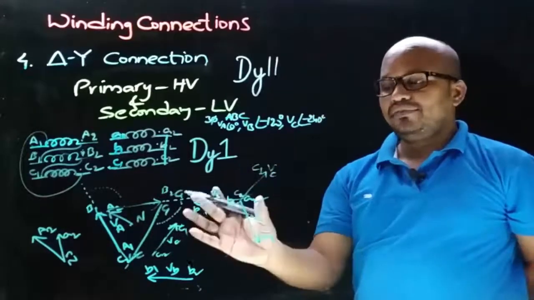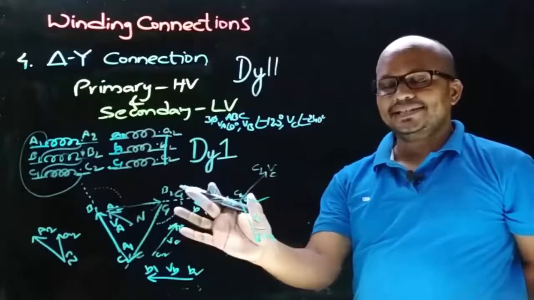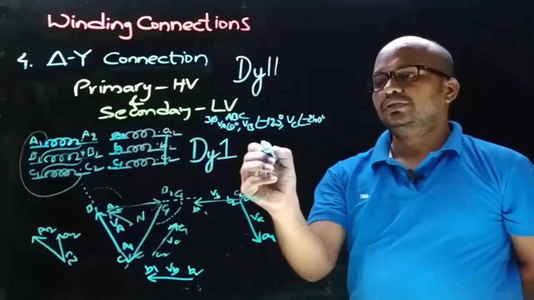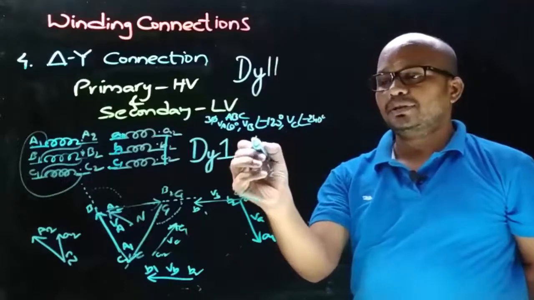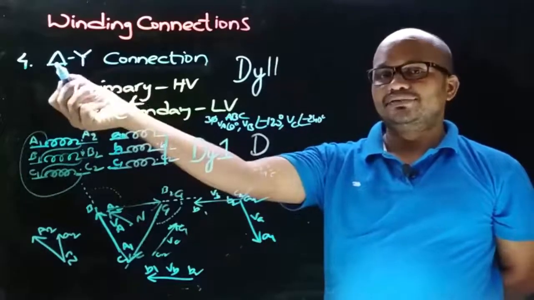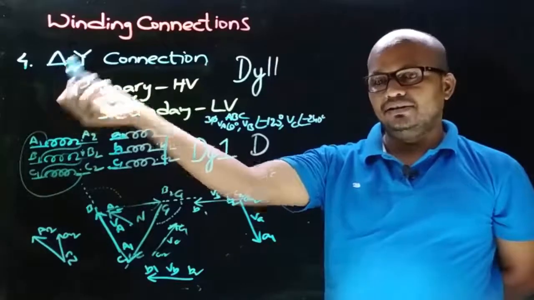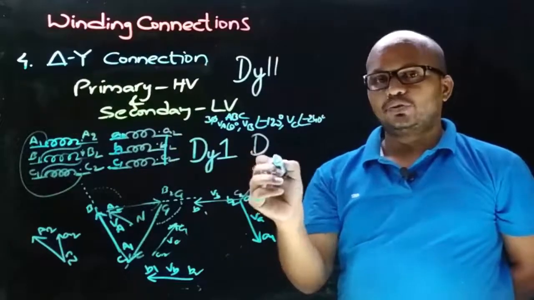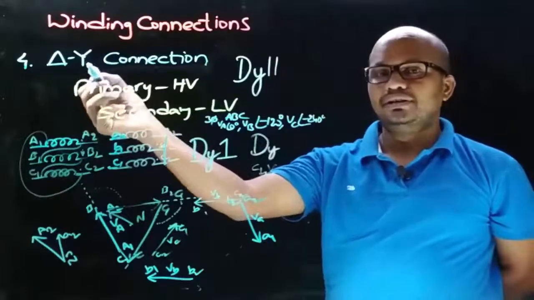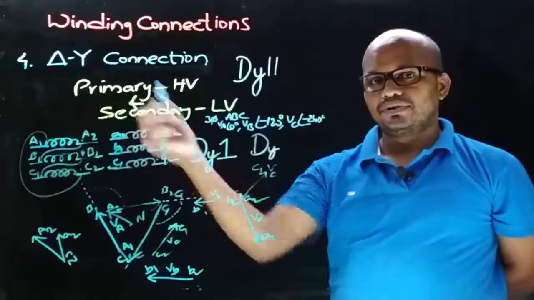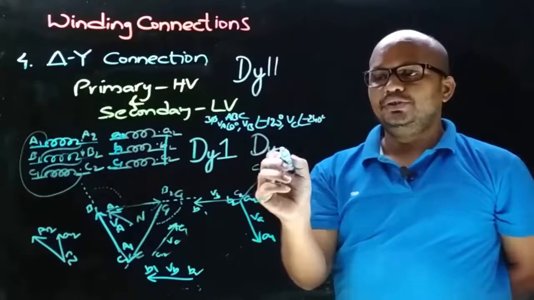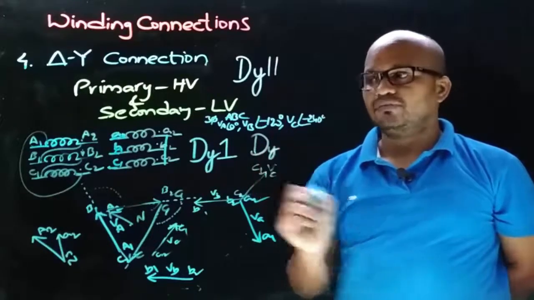So now let's identify the vector group symbol for this type of delta-star connection. We know that the first character in the vector group symbol is D because the HV winding connection is delta, and the second character is small y because the LV winding connection here is star connection. And now we need to determine the numeral in the vector group symbol for this type of connection.